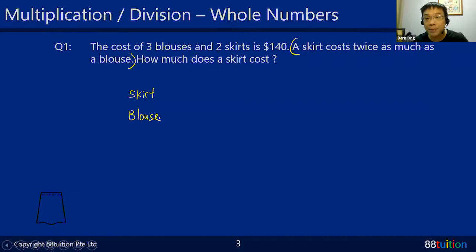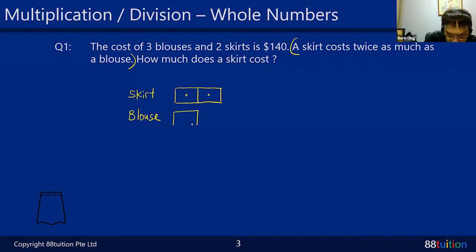Yes, answer is 40. Very good. All right. So the skirt is twice. I'm going to draw 2 units like this. Can you see? Twice means 2 units. The blouse means 1 unit. So this is the model for 1 skirt and 1 blouse.